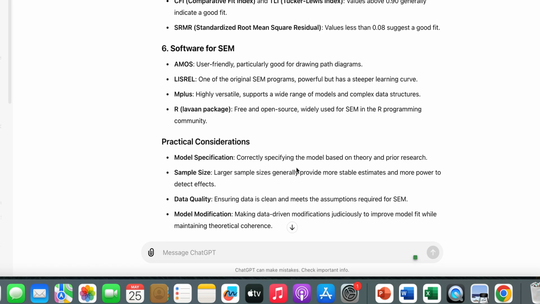If we talk about the software for structural equation modeling, these are the software. Number 1, Amos, user friendly, particularly good for drawing path diagrams. LISREL, one of the original structural equation modeling programs, powerful but has a steeper learning curve. Mplus, highly versatile, supports a wide range of models and complex data structures. R, lavaan package, free and open source, widely used for structural equation modeling in the R programming community.